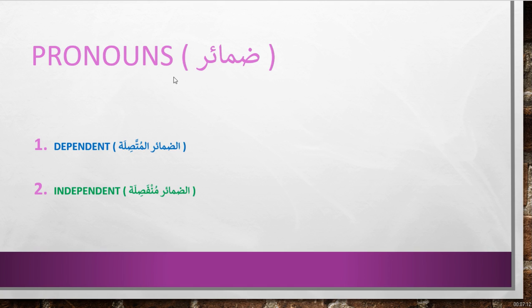So there are two types of pronoun in Arabic. Those are dependent and independent. And the Arabic terms which we'll be using are Damir al-Muttasil and Damir al-Munfasil. So Muttasil and Munfasil, easy to remember, right? And you will have to, because we will be using that.